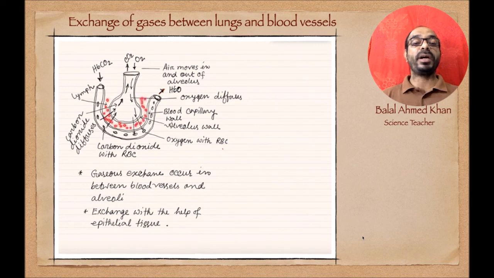The dotted part is a fluid substance, or lymph, which acts as a medium between cells and other parts. Intercellular fluid is known as lymph. Carbon dioxide diffuses first from the lymph to the alveolus, and gaseous exchange occurs between blood vessels and alveoli, with the help of epithelial tissue.